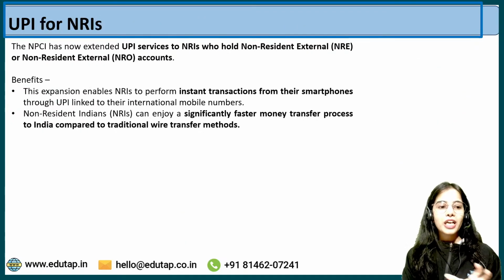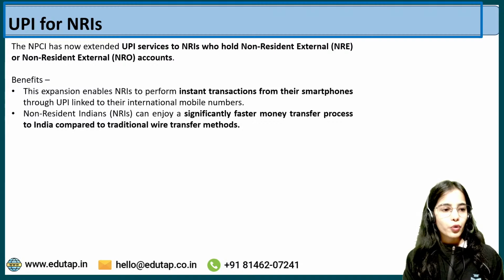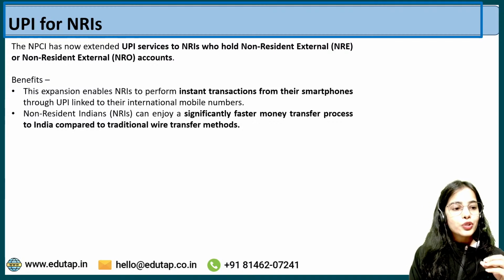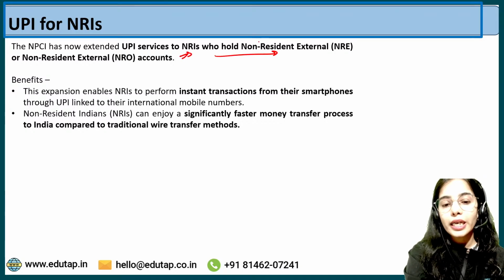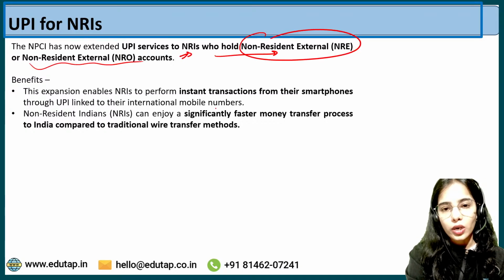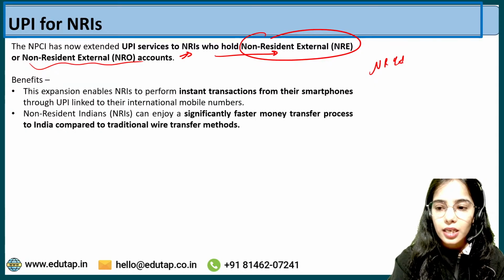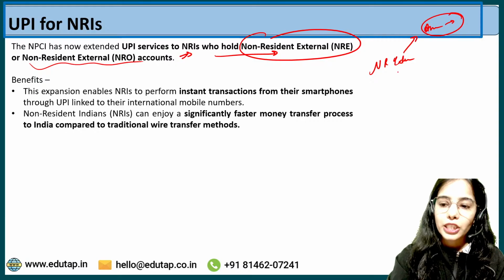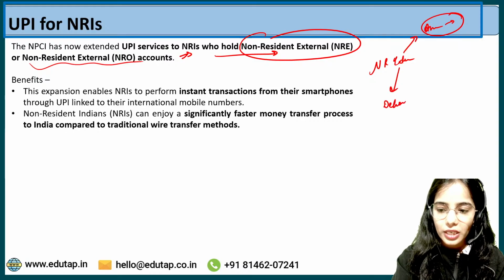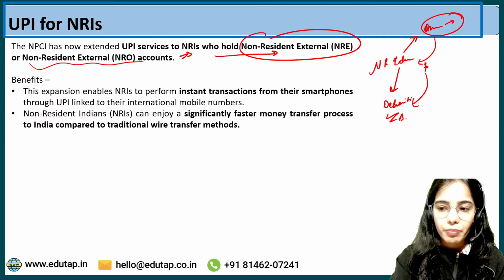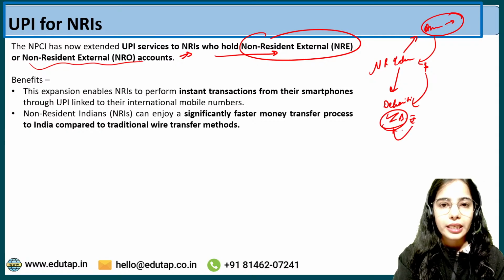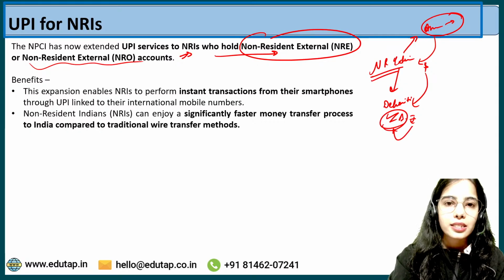Okay, now UPI for NRIs. So I think this is the last point about the features. NPCI has now extended the UPI services to NRIs who hold NRE as well as NRO accounts. So NRE is the non-resident external account. Let's say you are living in America, you are earning in America, but you are depositing and saving your money in an Indian bank. Okay, so you are sending your dollars to the Indian bank, and the dollars are converted into rupees, and that is stored in the Indian bank. This is the non-resident external account.